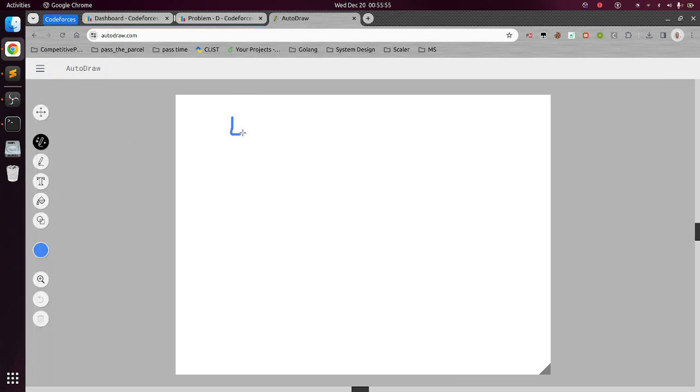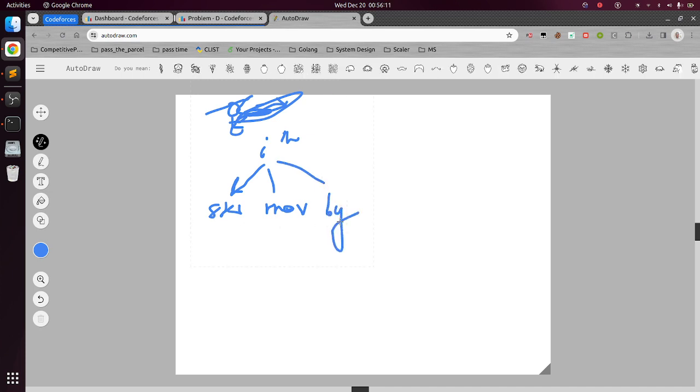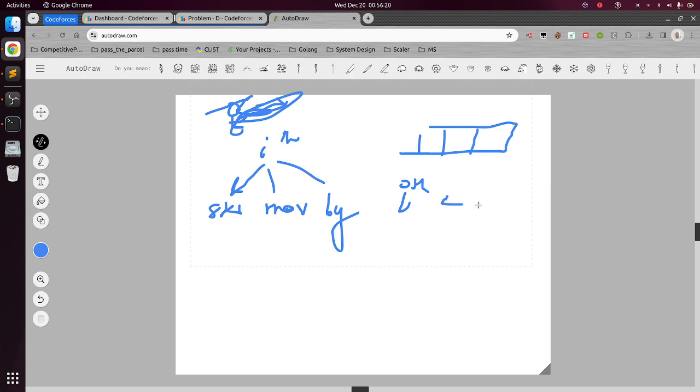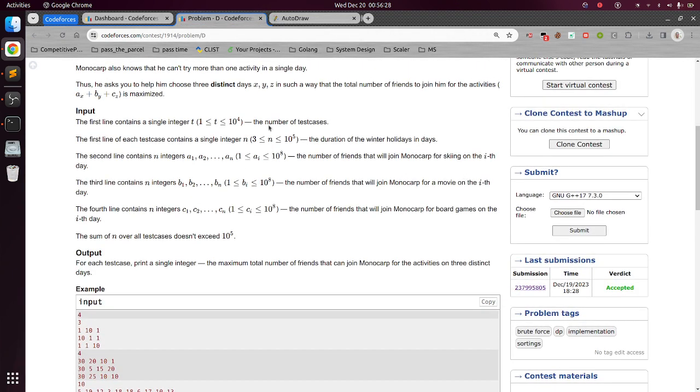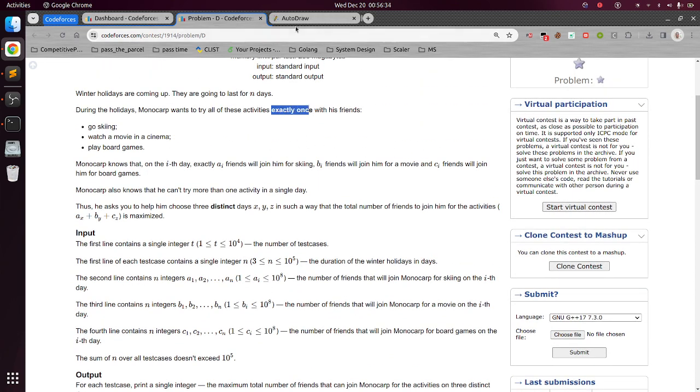Next is my DP solution. If I'm standing on the ith day, I have 3 choices: either I can go for movies, or skiing, or board games. So I can keep a mask of these 3 choices, because when I'm running the DP on the ith day, I have a mask which says that I've already done this activity, because you only have to do each activity exactly once, on 3 separate days.